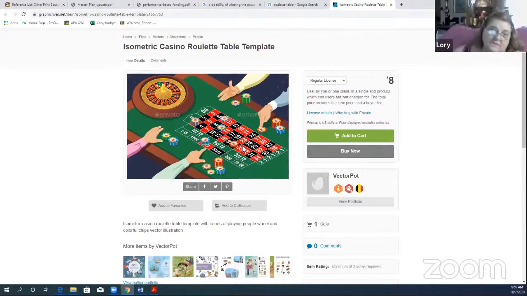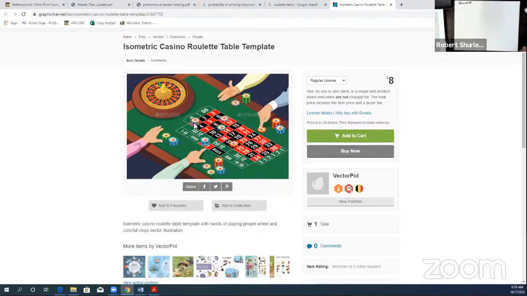People are putting money on numbers. But here's the important part. Look, the numbers go from 1 to 36. And then we have 2 zeros. We've got a 0 here and a double 0. So there's 38 numbers total: 1 through 36, and then a 0 and a double 0. Now, I'm not worried about all these bets on the side.